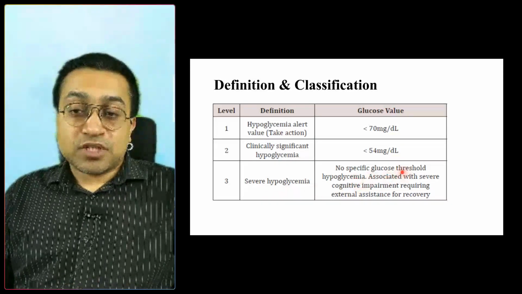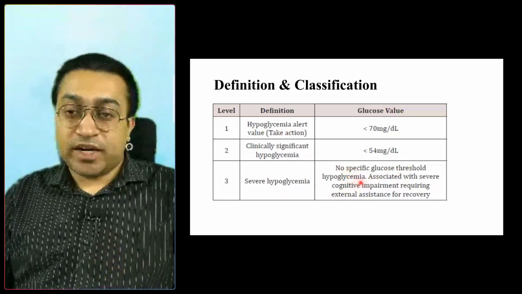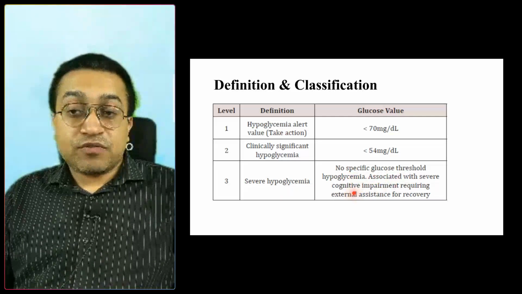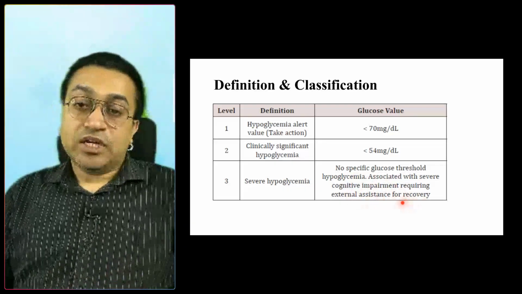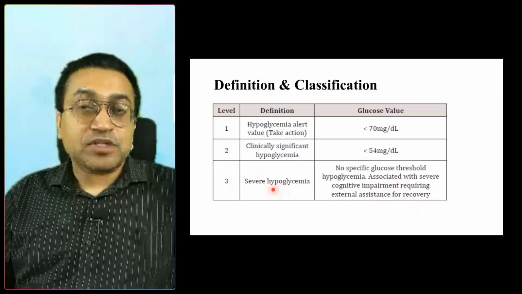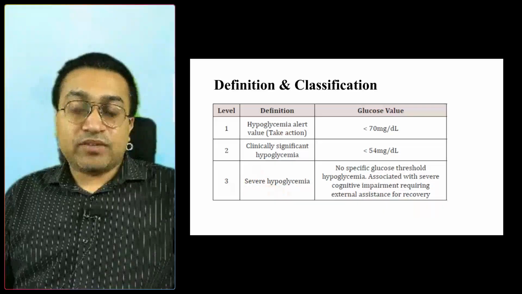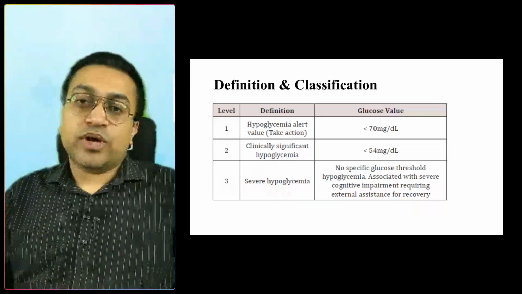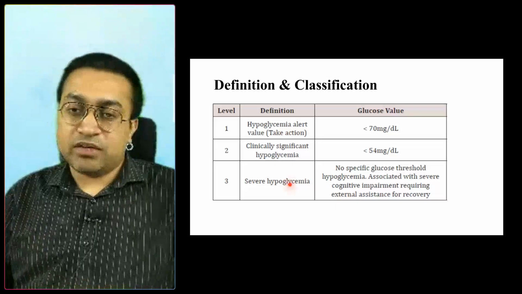No specific glucose threshold value is depicted in the standard guidelines. It is associated with severe cognitive impairment requiring external assistance for recovery. Now this is very important, and usually when you find such level 3 patients, they are in a hospital setup, and that is the time when the patient requires some intervention, maybe intravenous injections. We'll talk about that in a while.